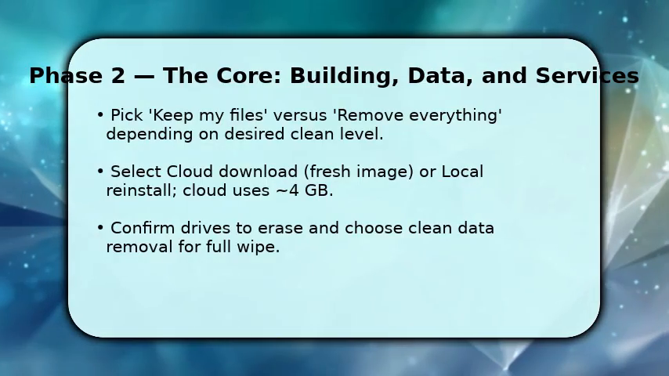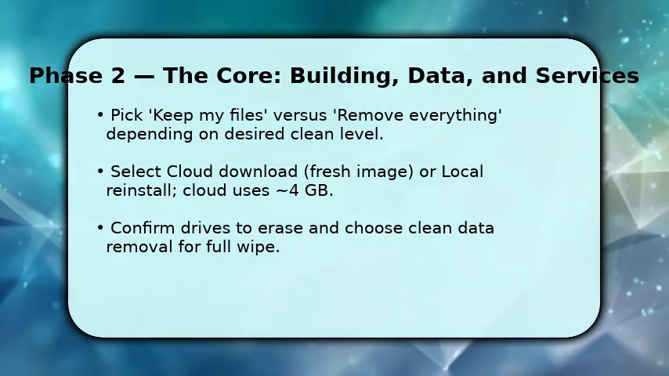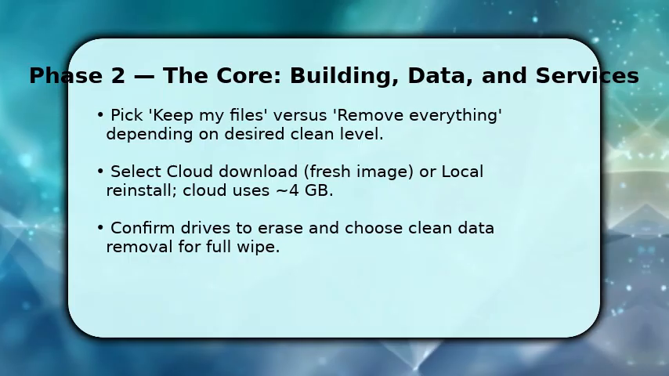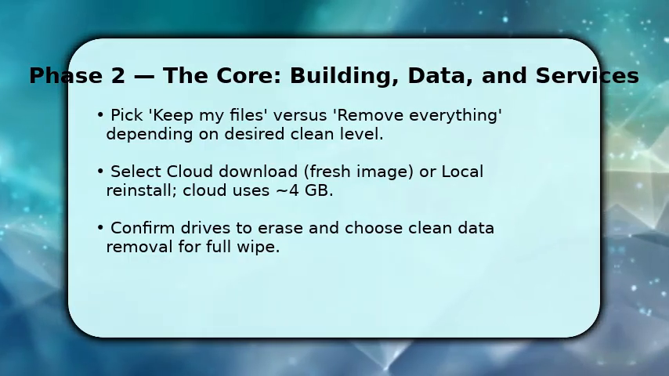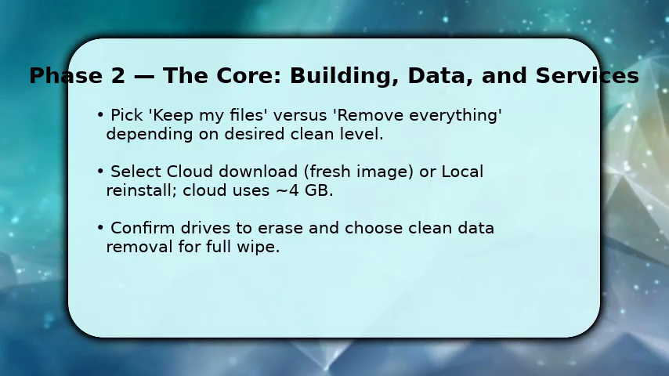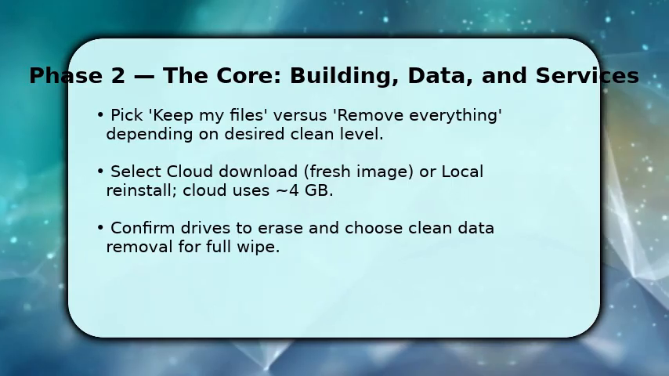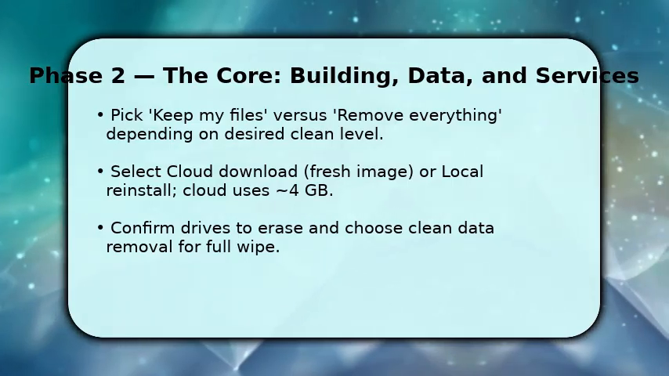You now choose how Windows will be reinstalled and why it matters. If you want a full clean, select Remove Everything. If you need apps preserved, pick Keep My Files. Next, decide Cloud Download for a fresh image, useful if local files are corrupt, or Local Reinstall to use the current system files. Cloud will consume about 4 GB.